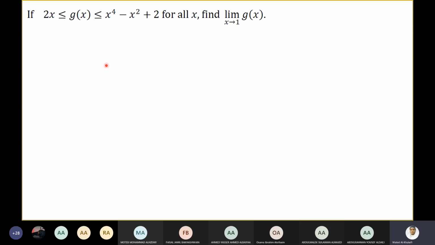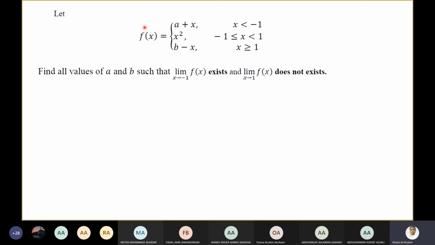This one is also by squeeze theorem. And this one, by the way, is different from the slide that I uploaded in Teams, because in the slide in Teams you may find here 4. I corrected it to 2.